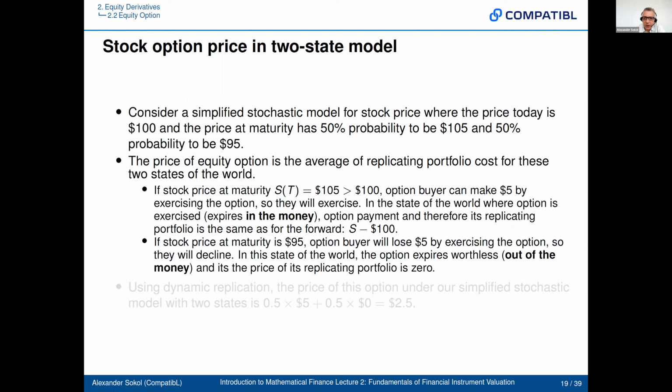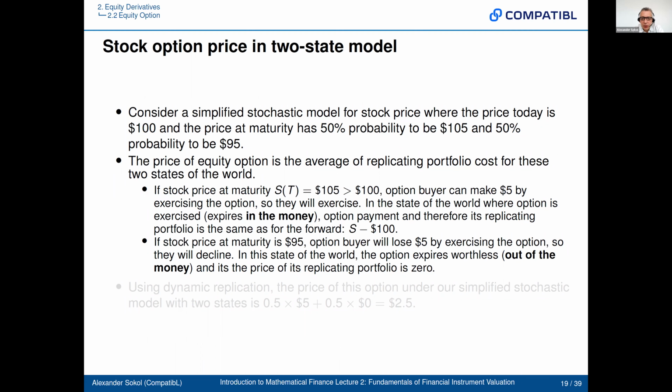If the stock price is 95, the option buyer will lose $5 by exercising the option, so they will decline to exercise. Why would you exercise and lose $5? You have the right, but not an obligation. So you say thank you, but no thanks. And that's called expiration out of the money. So when the option expires out of the money, you wasted the money spent on the option. You had the option, so you had a right that was valuable to you, but in the end, you didn't use the right.